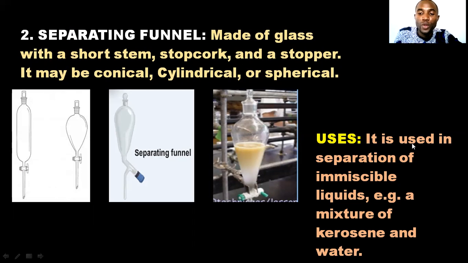What do we use it for? We use it in the separation of immiscible liquids. An example is the separation of what? Kerosene and water. We can use it to separate them because they will form different layers, and the layers separate the two of them.